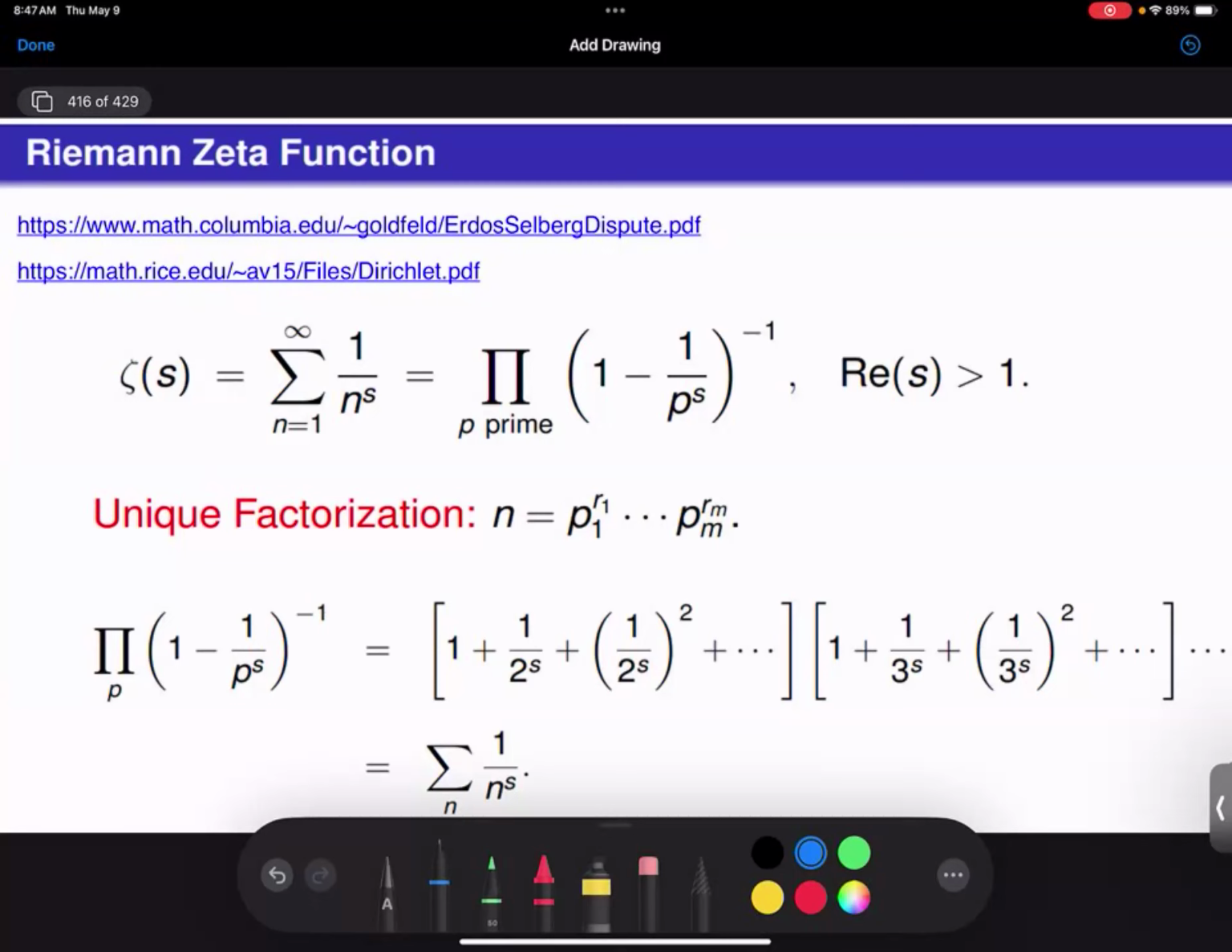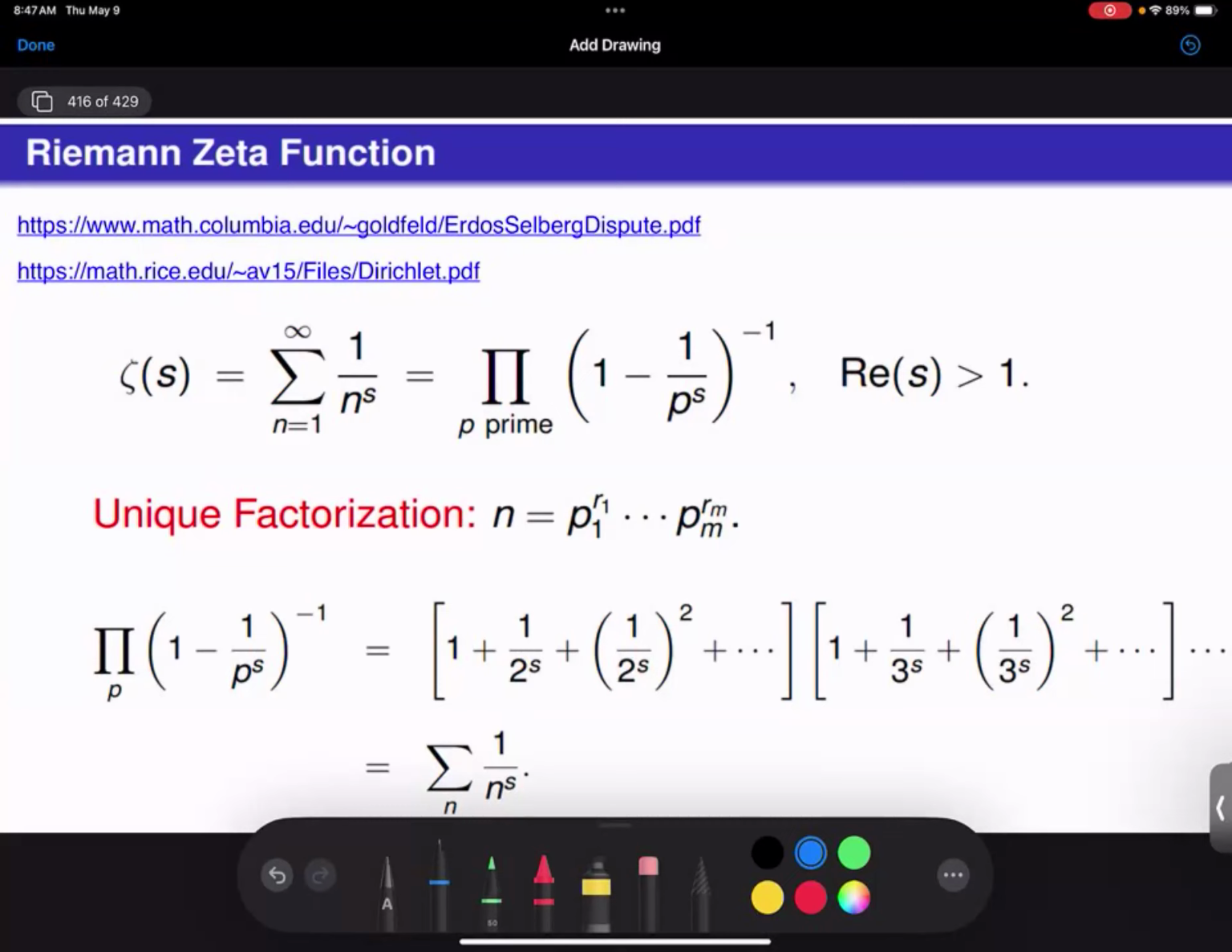And for the longest time, people couldn't prove this. And eventually, in 1896, two different people came up with proofs of this. And their proofs used complex analysis. And this seemed like overkill to use complex analysis to count integers.